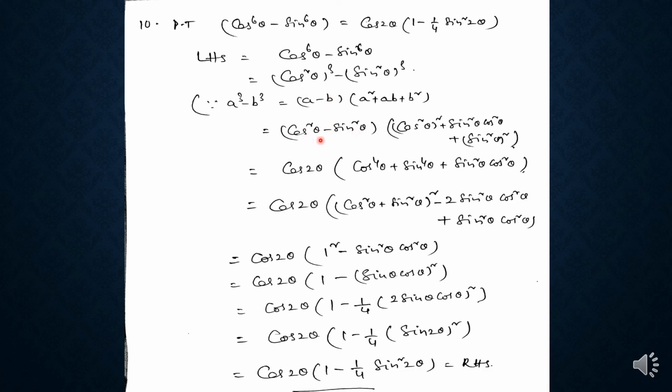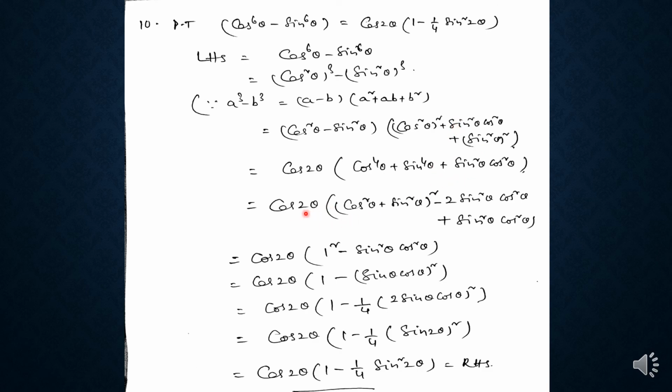So cos square theta minus sin square theta into a square, which means cos square theta whole square, plus ab, which means sin square theta into cos square theta, plus b square, which means sin square theta whole square. Here cos square theta minus sin square theta can be written as cos 2 theta. In the proof also we have to prove that. So cos 2 theta into cos to the power of 4 theta plus sin to the power of 4 theta, and the middle term is sin square theta into cos square theta.